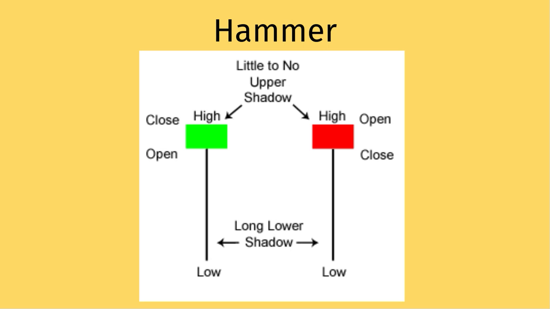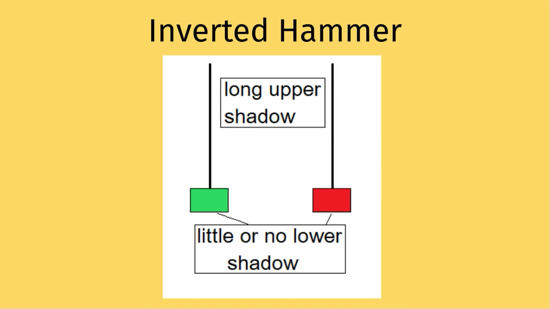Following that, we will be talking about the hammer candlestick. In a hammer candlestick, there is a little or no upper wick and there is a long lower wick. Lastly, we will be talking about the inverted hammer candlestick. In an inverted hammer candlestick, there is a little or no lower wick and there is a long upper wick.